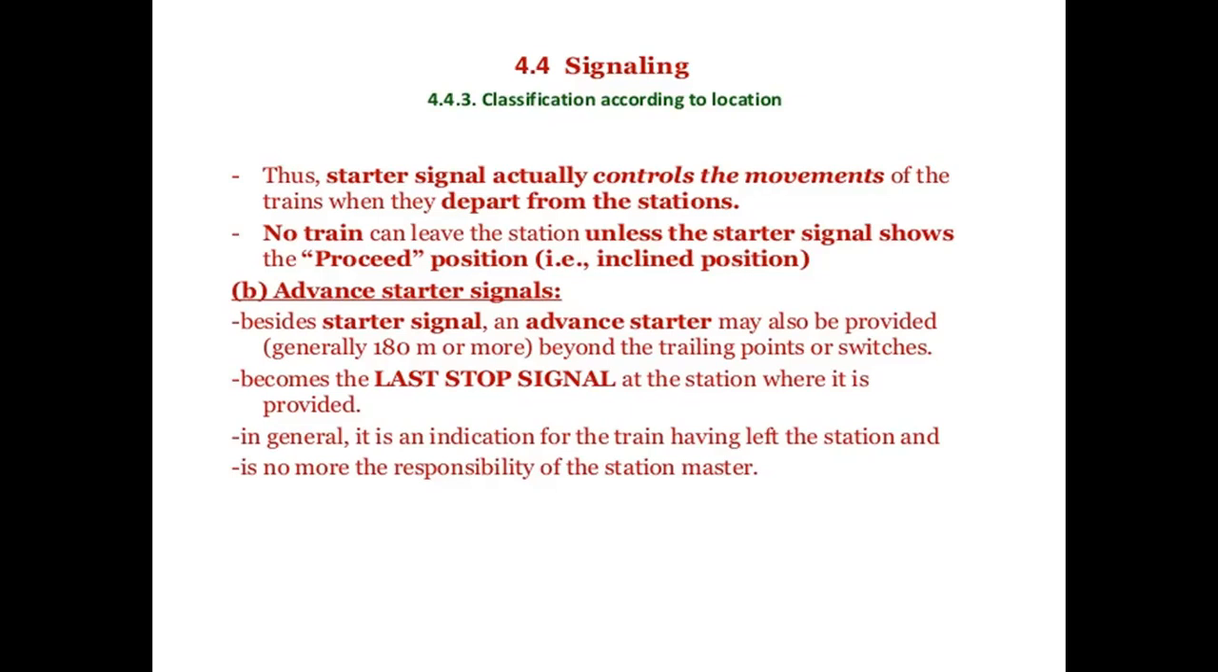These advanced starter signals may also be provided at 180 or more meters beyond the trailing points or the switches, becoming the last stop signal at the station where it is provided. In general, it is an indication that the train has left the station and it is no more the responsibility of the station master.